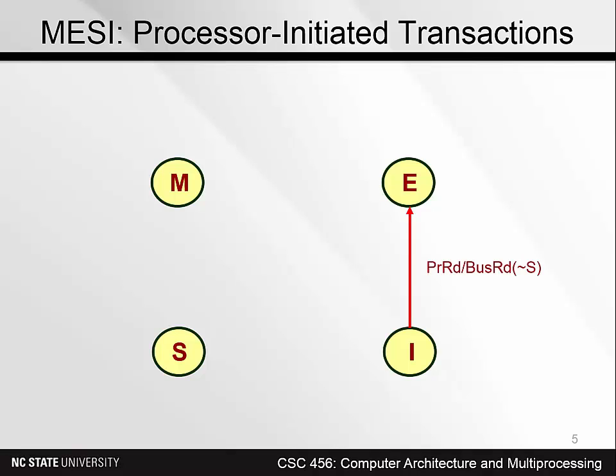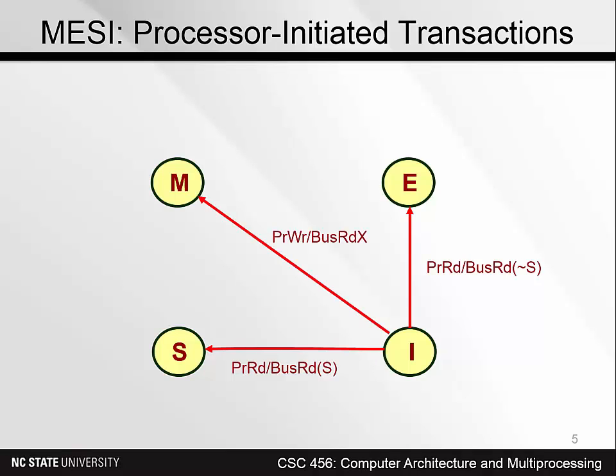If a line that was not cached or was invalidated is fetched into the cache via a processor read, the ensuing bus read checks the shared line. If it's not asserted, the line is cached in state E. However, if the line is asserted when a block is fetched into the cache, then the line changes into state S. And if the miss is a write reference, the line is cached in state M.